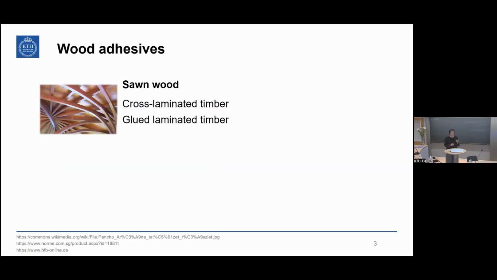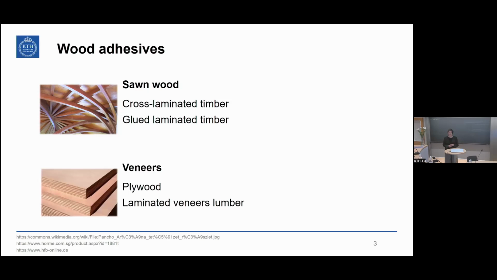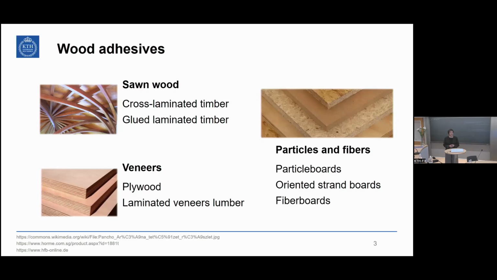And we can apply adhesives between different types of wood substrates. For example, if we bond sawn wood, we can produce cross-laminated timber or glued laminated timber. If we bond wood veneers, those are thin layers of wood, we can produce plywood or laminated veneer lumber. And if we bond particles or fibers, we can produce, for example, particle boards, oriented strand boards, or fiber boards.